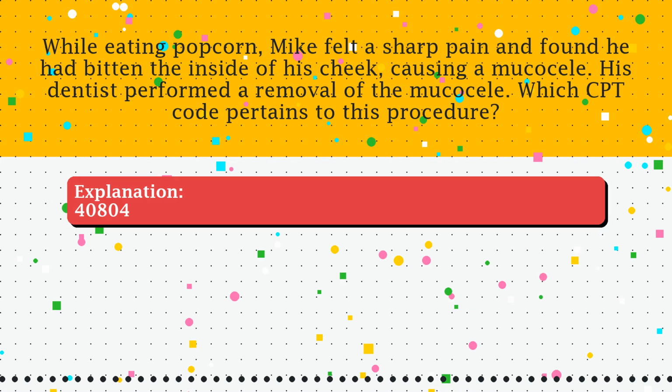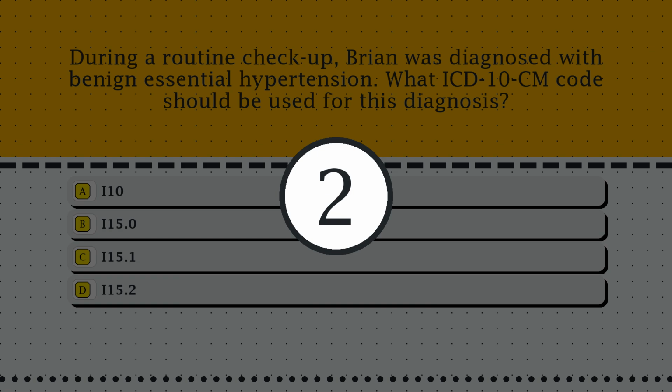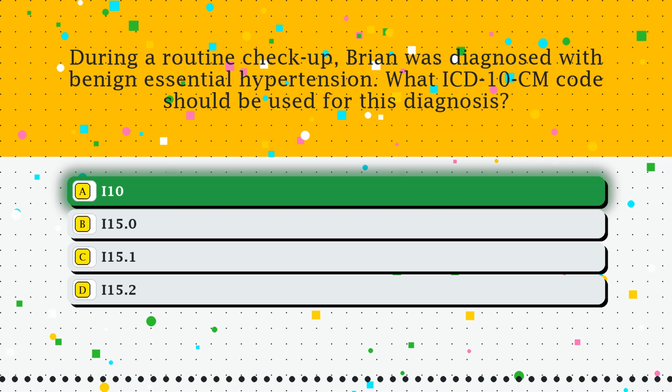Question 208. During a routine checkup, Brian was diagnosed with benign essential hypertension. What ICD-10-CM code should be used for this diagnosis? Option A, I10. Option B, I15.0. Option C, I15.1. Option D, I15.2. The correct answer is option A, I10.